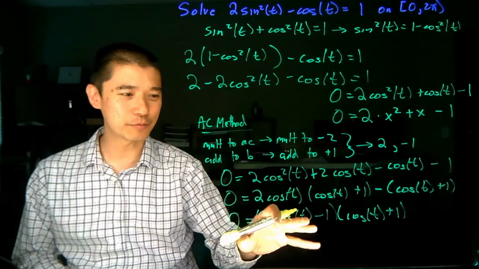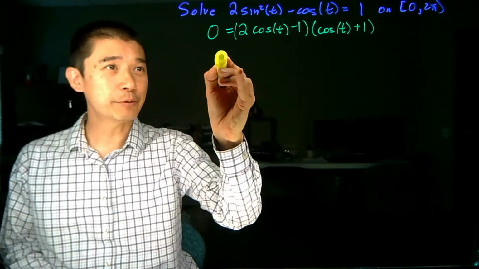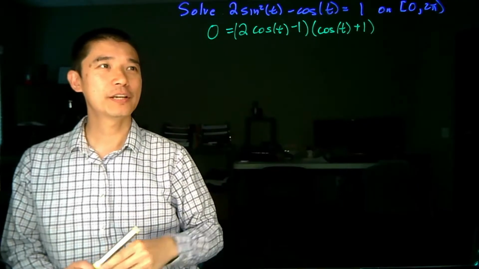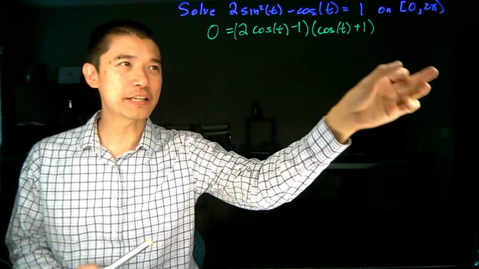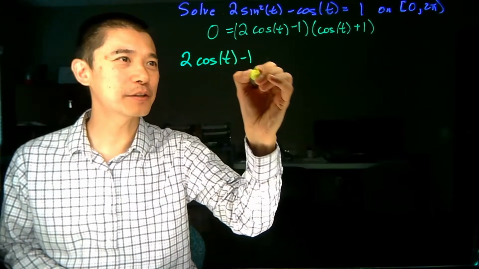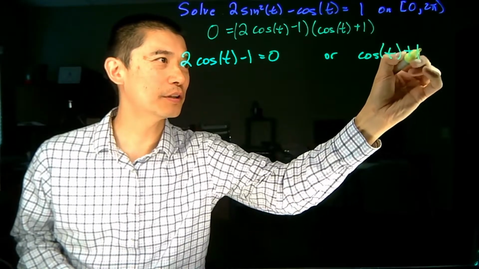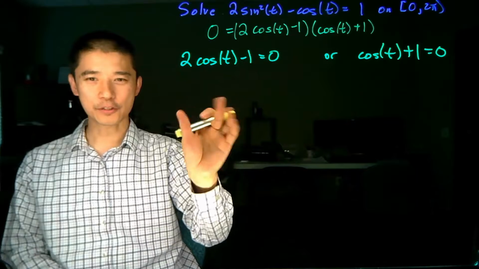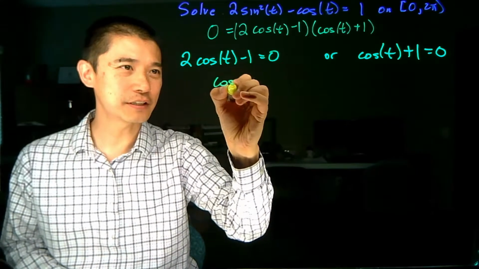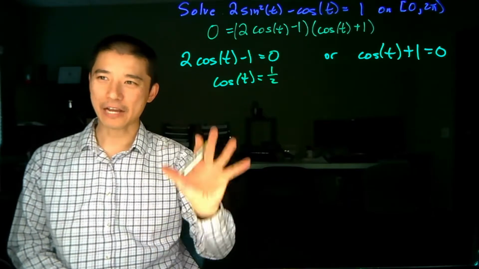We're out of space here, so I'm going to erase the board and give myself more space and pick up from there. Okay, so here we are with 0 equals 2 cosine t minus 1 times cosine t plus 1. And by using the zero product property, we're going to set each of these equal to 0. So 2 cosine of t minus 1 is equal to 0. Or we could have cosine of t plus 1 equals 0. So we'll just focus on this side for a moment. What's going to happen? Well, we're going to isolate the cosine of t term, so cosine of t, add 1, divide by 2 is 1/2. And we have to solve this equation.